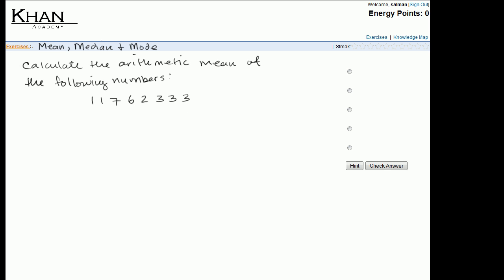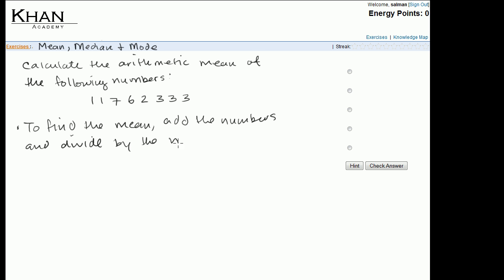And so the hints would be to find the mean. The first hint would be, to find the mean, add up the numbers and divide by the number of numbers.